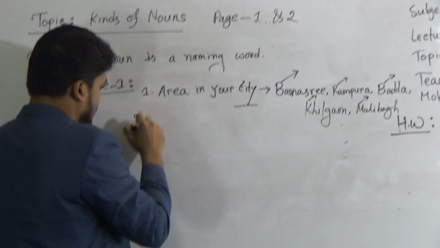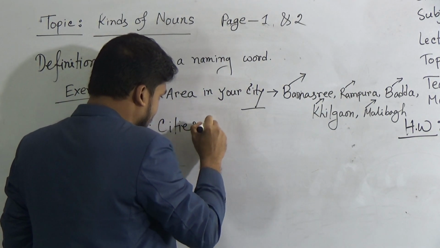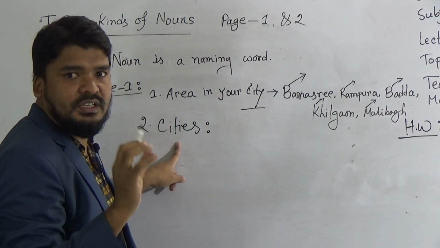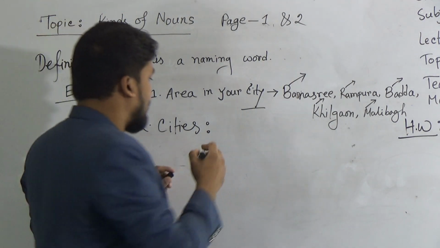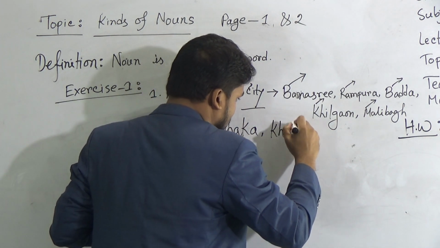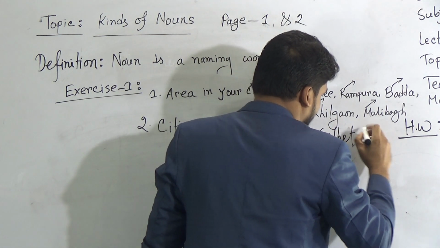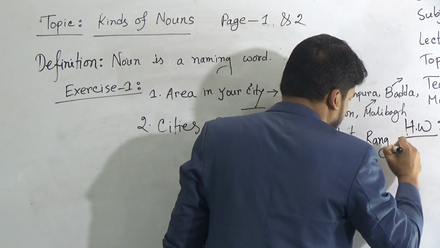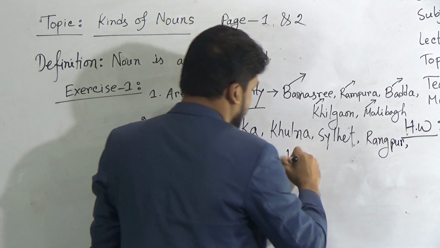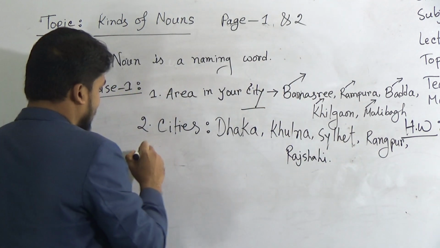And number 2, cities. Okay, and you have to write 5 cities, 5 proper nouns of cities, like Dhaka, Khulna, Sylhet, Rangpur, and Rajshahi.